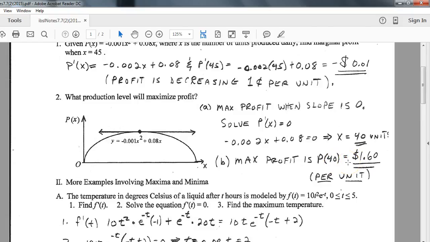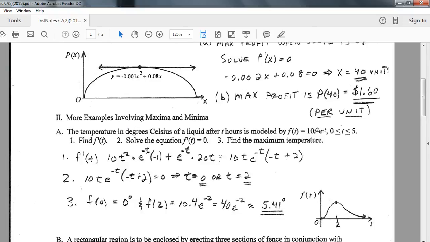There are two ways this question could be worded, so you always have to read carefully. They could say, at what number of units is your profit maximized? And that would be the 40. The other wording is the one that you see here in part B, where they ask you what is the max profit. Now that we know it occurs at 40 units, we take our 40 and plug it back into the original profit function to get the profit for 40 units, which would be $1.60.